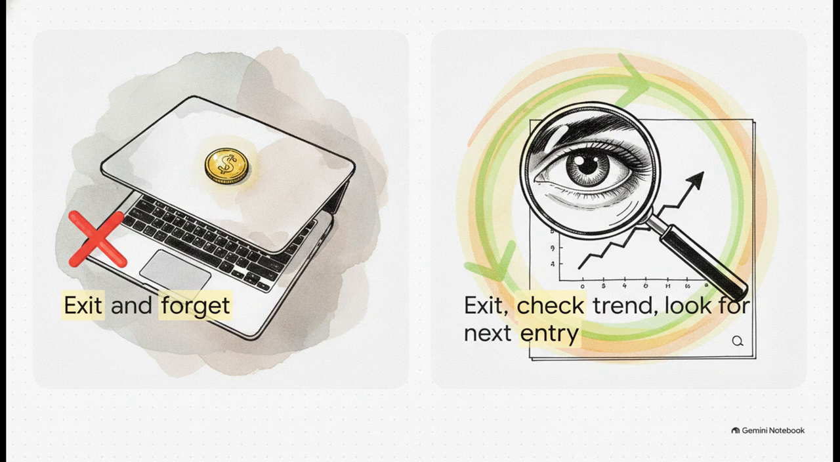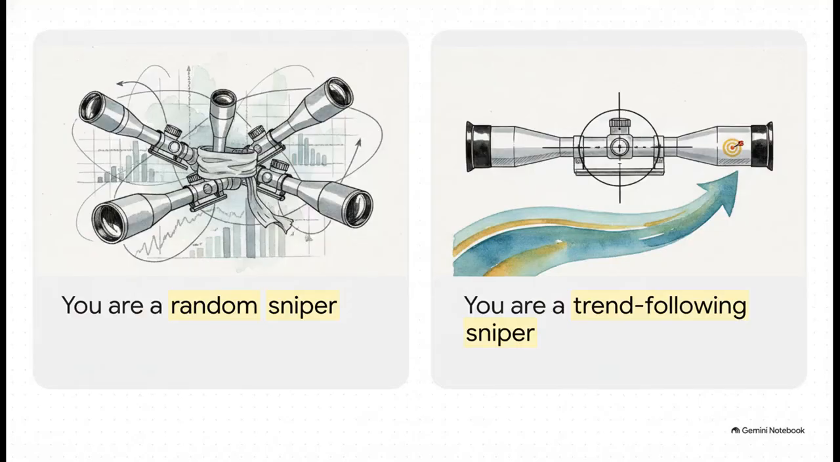But the pro reality we see in this strategy is totally different. After you exit and bank those pips, you systematically check if that hourly trend is still alive. If it's still making those higher highs, you reset and immediately start looking for your next entry in that exact same direction. To quickly summarize this whole transformation we've been unpacking, you are officially done being a random sniper, taking blind, hopeful shots at every little micro movement. By simply adopting the hourly trend as your strict filter, you transform into a deadly, trend-following sniper.